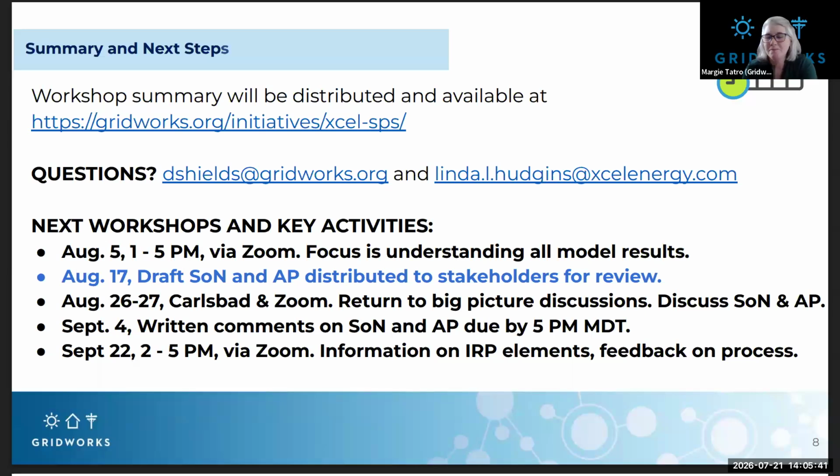So we've dug deep into modeling details so far today. Our workshop summary from today will be posted on our website and distributed in a few days. If you have questions that are still lingering or that you would like to have considered before or during the August 5th modeling results session, please send them to Deborah Shields at gridroots.org and to Linda Hudgens at xcelenergy.com. And we'll make sure those get factored into the agenda for our next conversation.